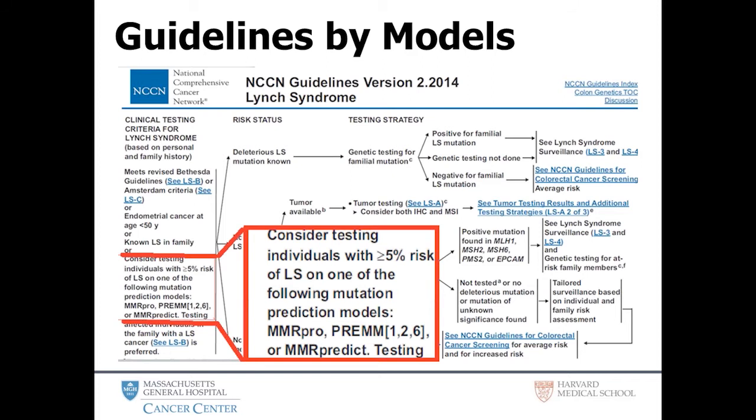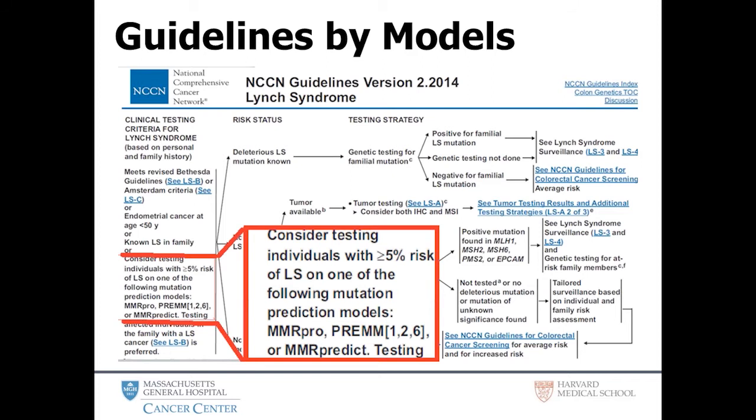NCCN for colon has moved away from guideline by example and moved to guidelines by models. And rather than giving a whole list of examples of family constellations that might mean that a family needs mutation testing, they just say consider testing individuals over 5% risk on one of the following mutation models, MMR-Pro, PREM, or MMR-Predict. So this is another approach to start using models to identify the risk of mutation and then setting guidelines as to what level of risk would be appropriate in order to consider testing for an individual.